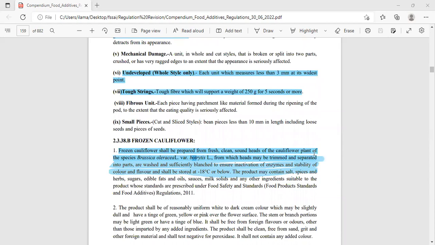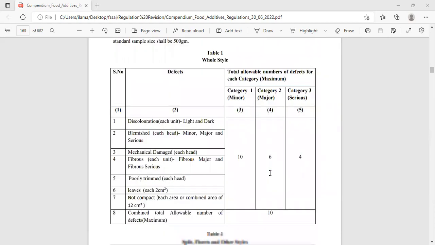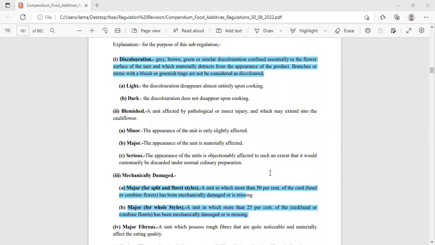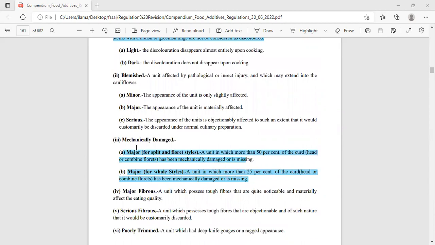And frozen cauliflower. Here in frozen cauliflower also they have that mechanically damaged thing. Here if more than 50% of that third part of the cauliflower is affected, then it is classified under major for split and then floret style. Major for fold style, it has to be more than 25%.